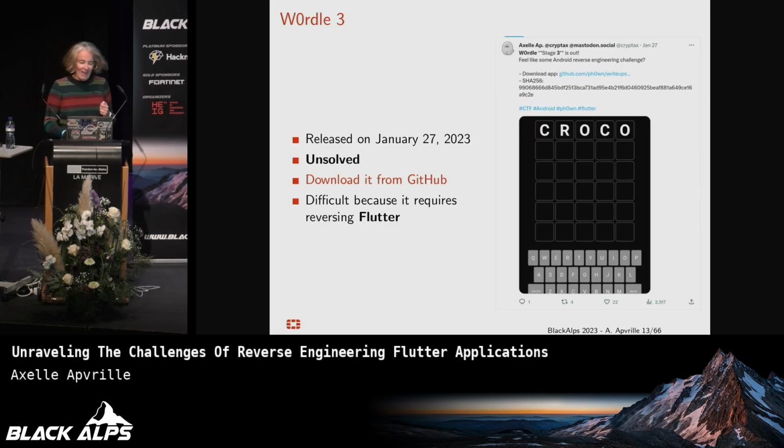So I decided to create a stage 3, in which this time I fixed the error I had made in stage 2, and this time, well, I think there's no other way to get the stage 3 flag without reversing the application. I released that in January this year, and it was unsolved. We're going to solve it today, all together, to see what we have to do to get this third flag.